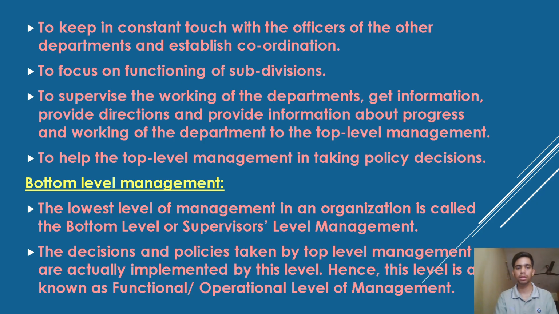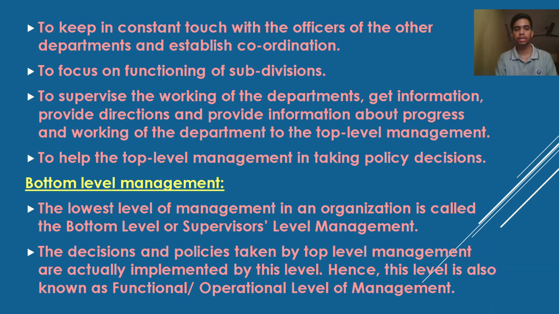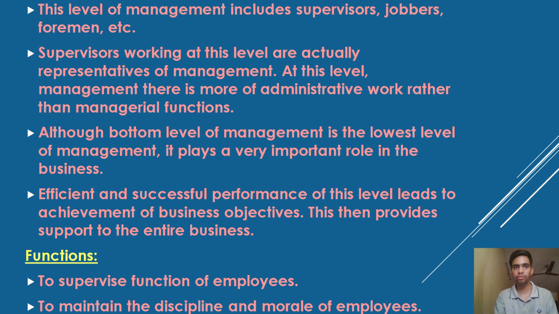Bottom level management. The lowest level of management in an organization is called the bottom level or supervisory level management. The decisions and policies taken by top level management are actually implemented by this level. Hence, this level is also known as the functional or operational level of management. This level includes supervisors, jobbers, foremen, etc. Supervisors working at this level are actually representatives of management. At this level, there is more administrative work rather than managerial functions.